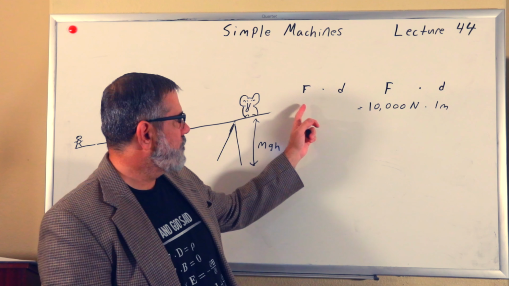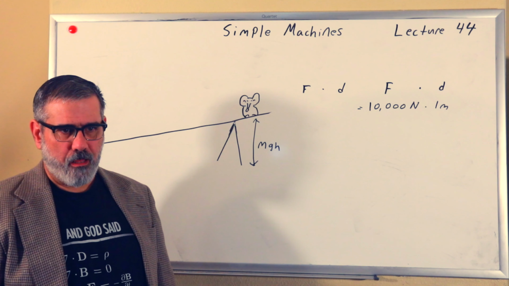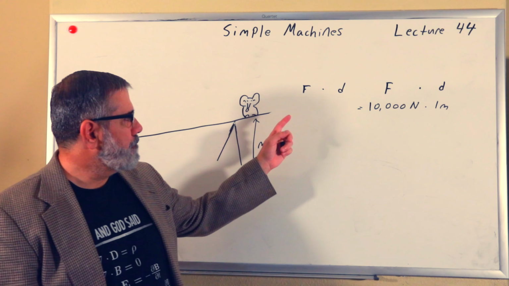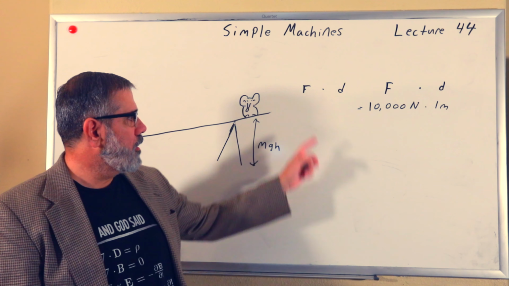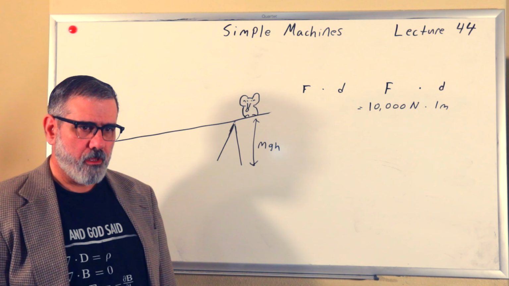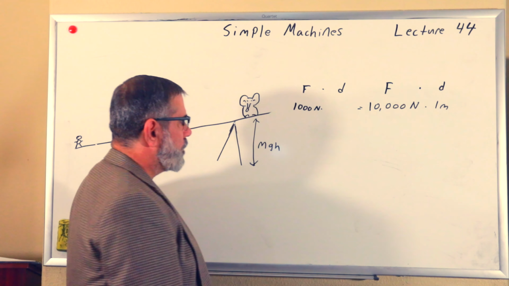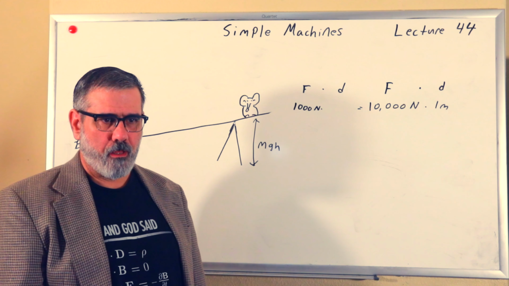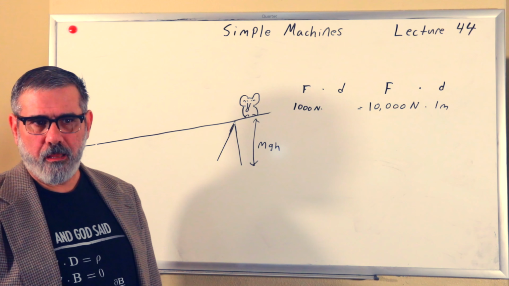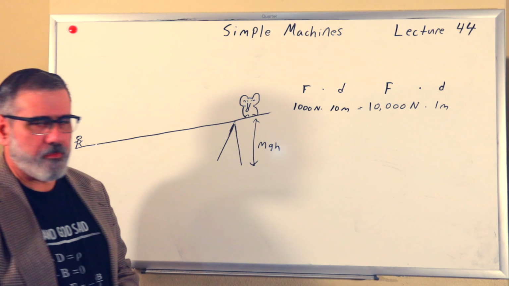I want force times distance to still be equal to 10,000 joules. What would I have to do on the left side to still get 10,000 joules, but use a smaller force? Change distance. Let's say I wanted 1,000 newtons. What would I have to do to get the same amount of work out? Multiply 1,000 newtons, not times 1 meter, but by 10 meters. This would give me the same amount of work.